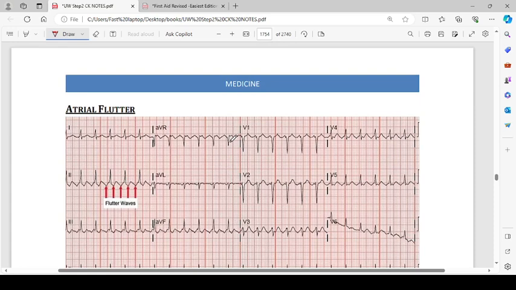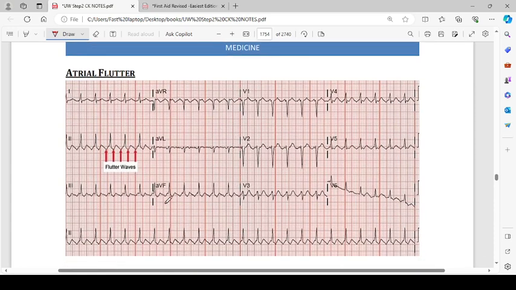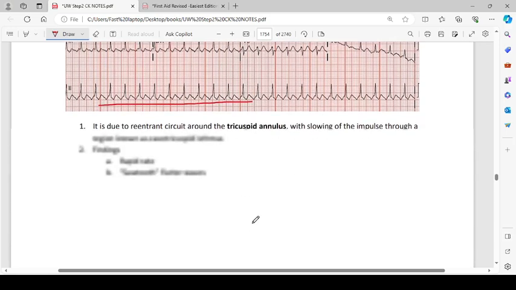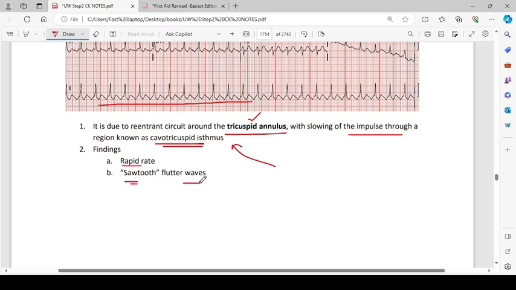Then comes atrial flutter. The thing that you have to see is the sawtooth wave pattern, as you can see here. These are flutter waves, and there is a sawtooth-like pattern in this picture. It is due to a re-entrant circuit around the tricuspid annulus with slowing of the impulse through a region known as the cavotricuspid isthmus. Findings will be a rapid rate, and sawtooth flutter waves will be present.